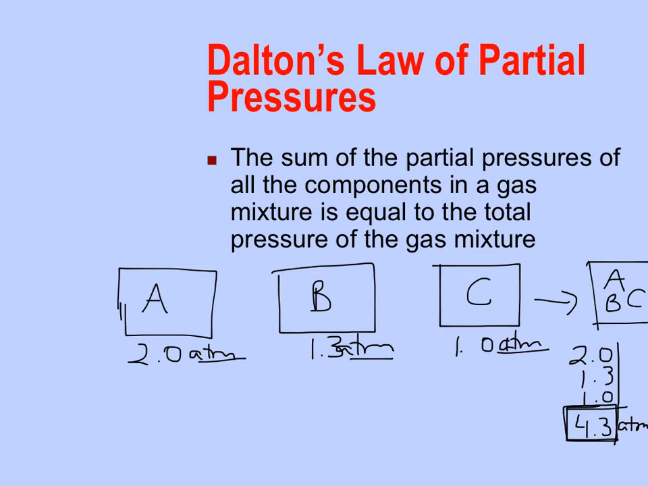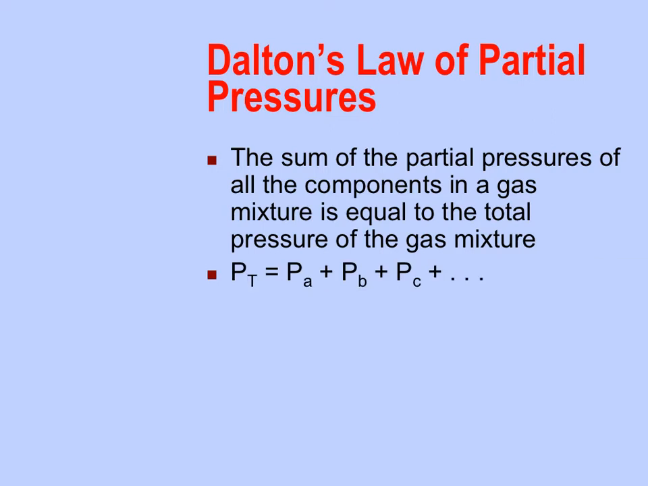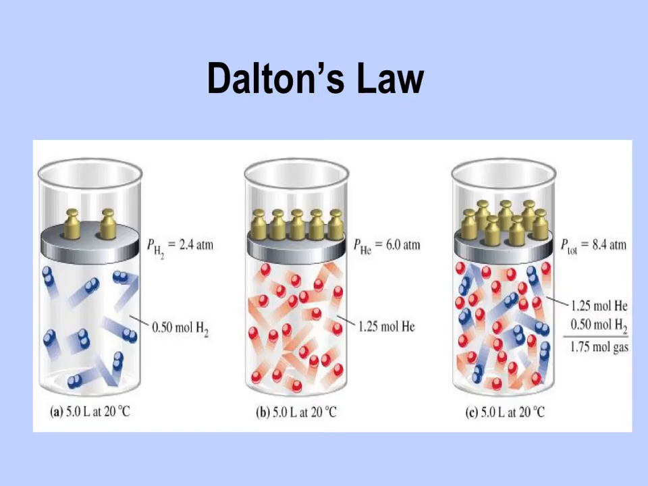Our next thing that we're going to look at, again, is the formula for this. The total pressure is the pressure of each individual thing in the same container. Doesn't matter how many things you have, you can add them all up. So here's another pictorial kind of thing.